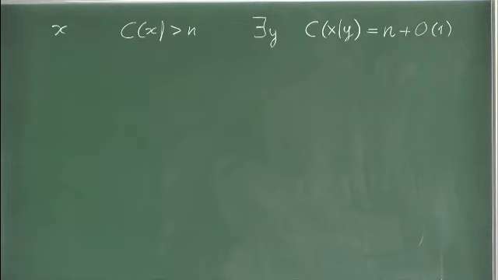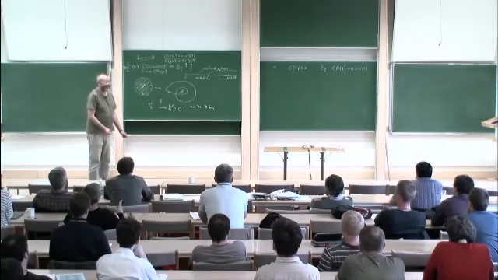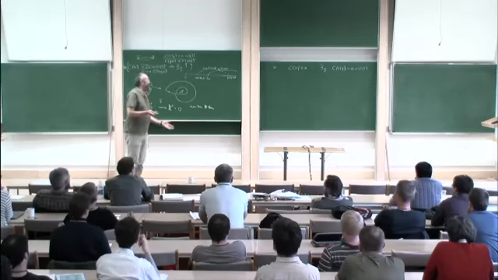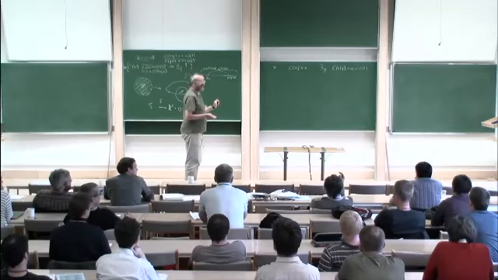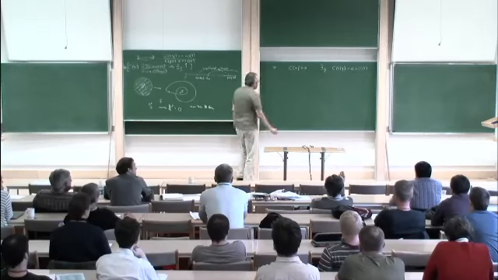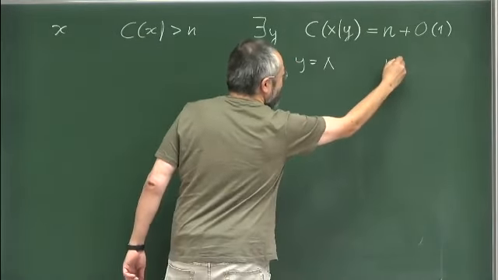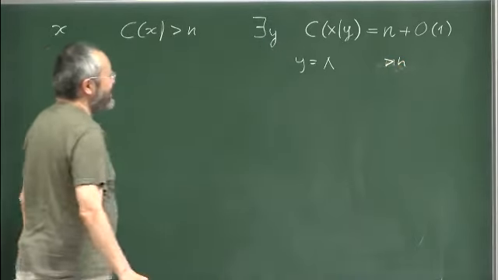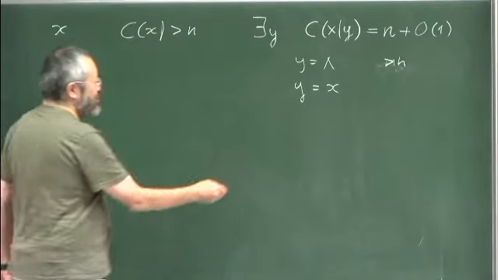So what do we do? Why does it exist? What should you do? Probably everybody knows. So okay, just say it. We take two extreme cases: y is empty and y is equal to x. In the extreme cases, if y is empty, this is of course something greater than n. And when y is equal to x, then it's constant.